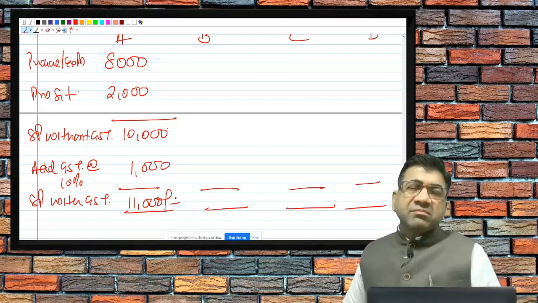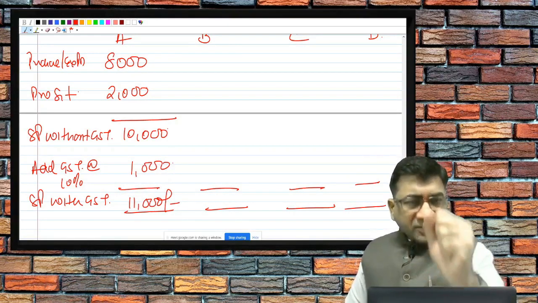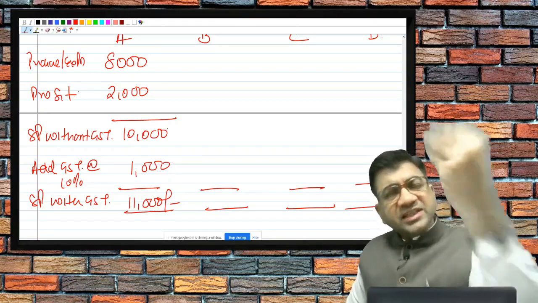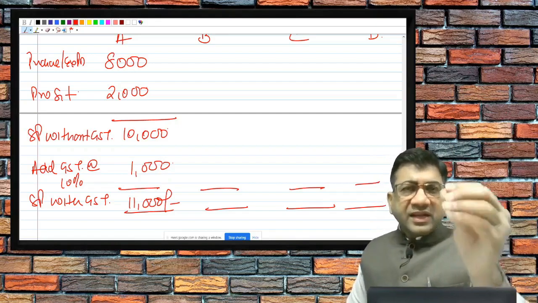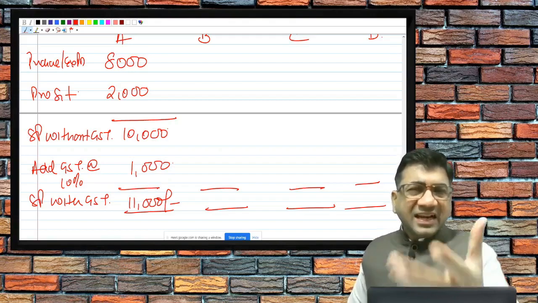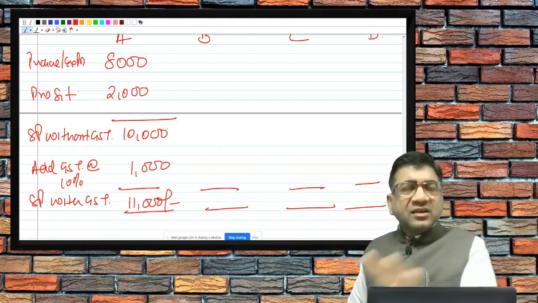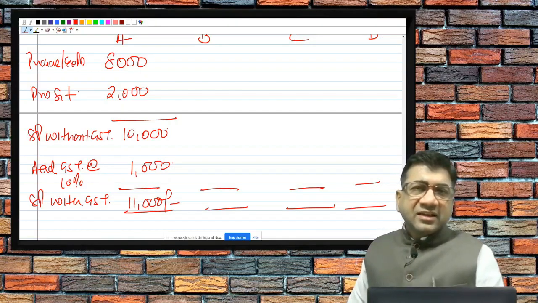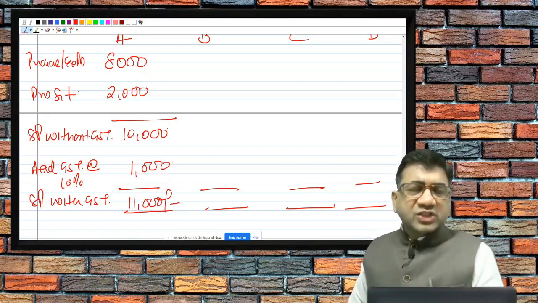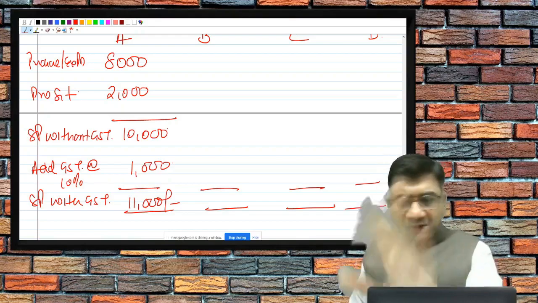Sir, the answer is coming the same. Wait patiently. What is the beauty of GST? You're going to understand. So in GST you levy GST on the entire selling price. Whether you are selling goods or you are selling services, GST will be on the entire amount. This is not a profit tax. This is a consideration tax. GST has come in place of VAT. So it is a tax on supply, on sale, on transfer. The entire amount is taxable.